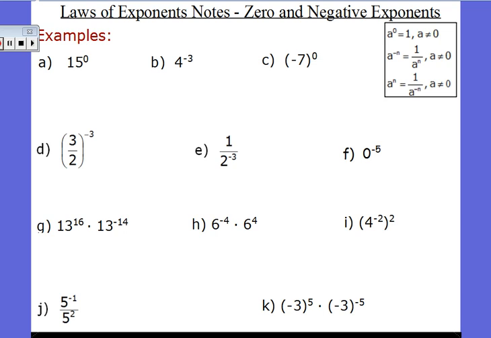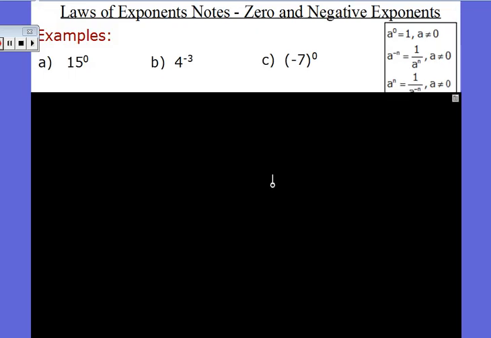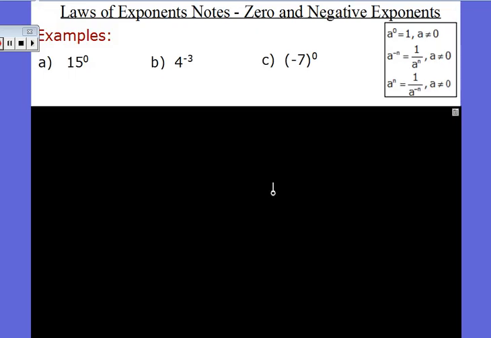Okay, so let's do some examples. For the first example, I have my first law, which is a to the 0. We know anything to the 0 power is just 1, so that can simplify to 1.